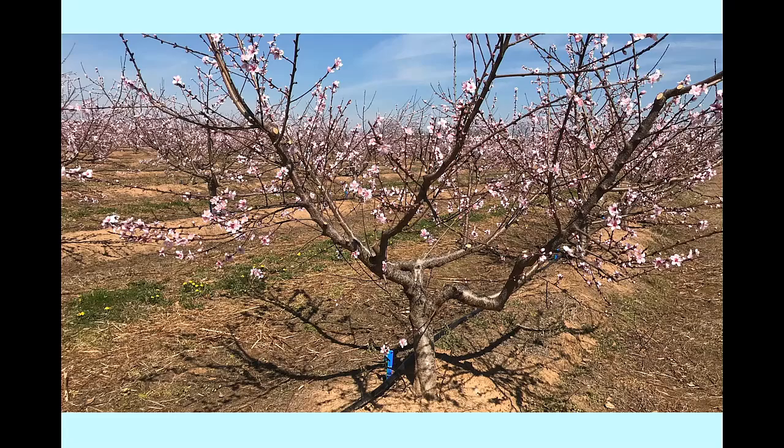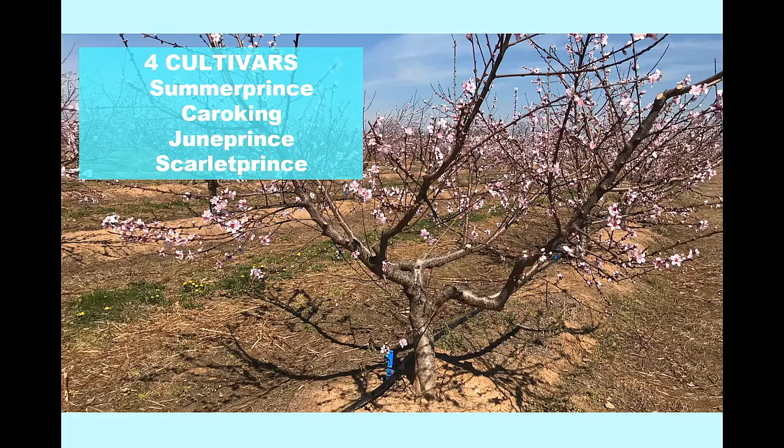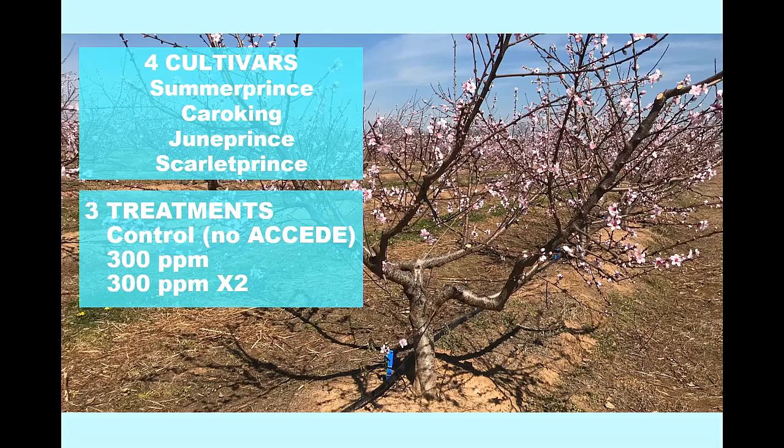So I'm going to tell you what we did and what we found out. In the Ridge here in South Carolina, we tried 4 cultivars: Summer Prince, one of the hardest to thin, as Dr. Rieger said, Carolina King, June Prince, and Scarlet Prince. They were all open vase, but June Prince and Scarlet Prince were younger trees, in the 2nd year of production, I believe. We used 3 treatments: a control, 300 ppm, and another treatment with 2 applications of 300 ppm. The label recommends rates between 300 ppm and 600 ppm, so this is at the lower end of the recommended application rate.